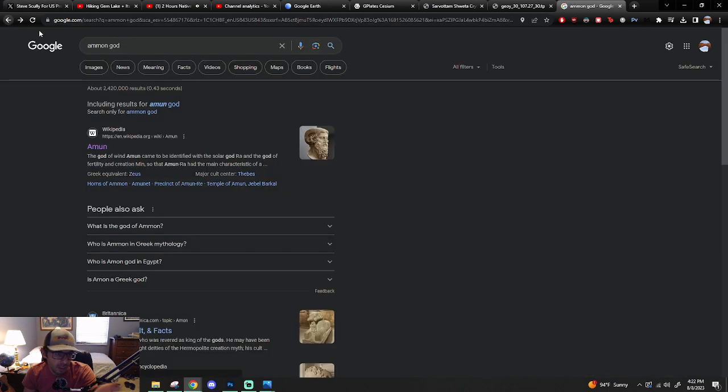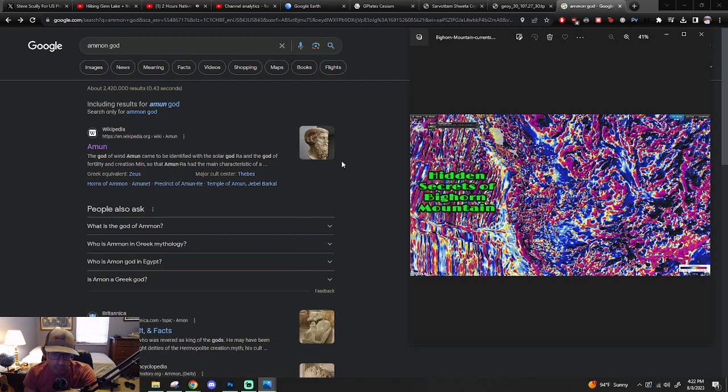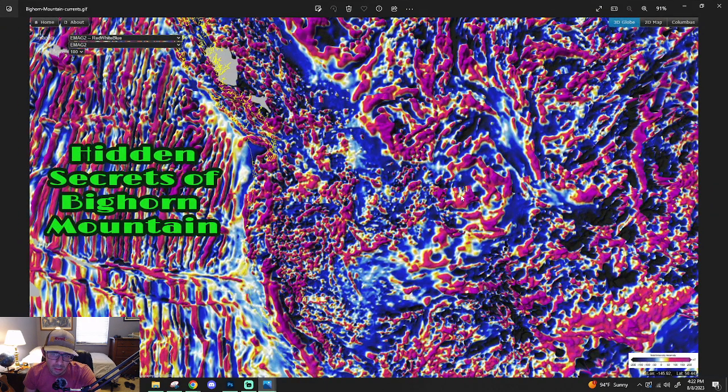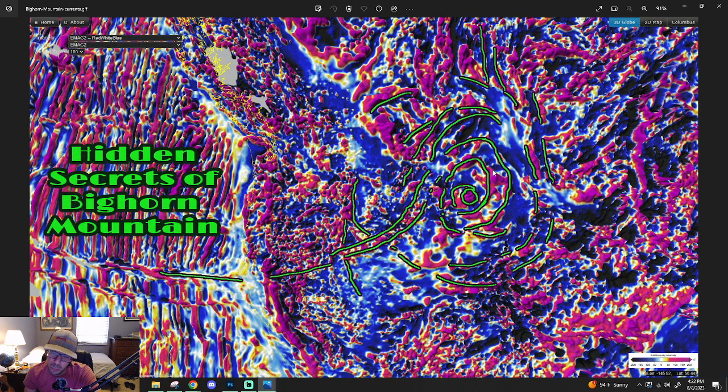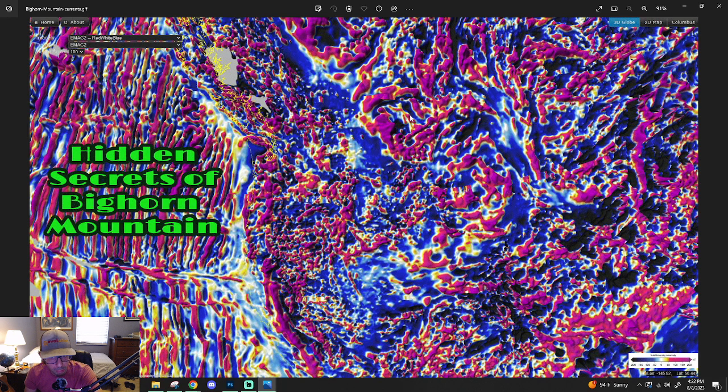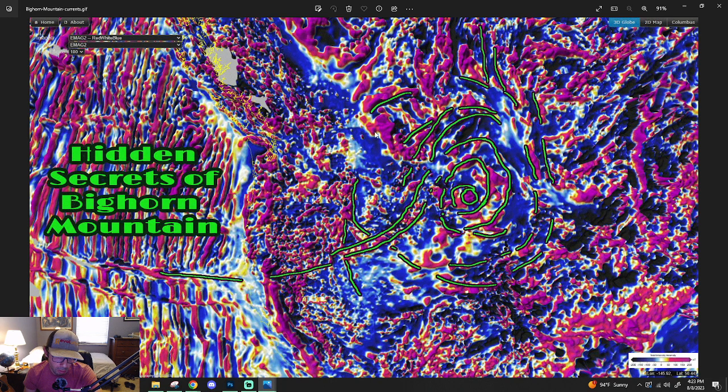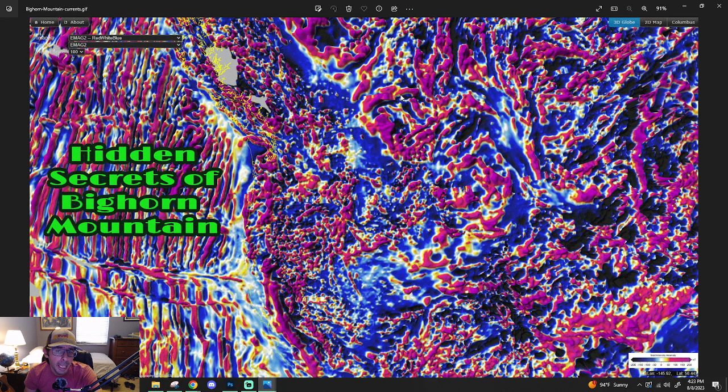But, point being, Bighorn is aptly named, dudes. It only occurred to me when I was doing this, I was like, it's really well named. It's a huge horn. Big horn. That's one big horn. Maybe it should have been called huge horn or gigantic horn mountain. Infinite horn mountain. Something like that.